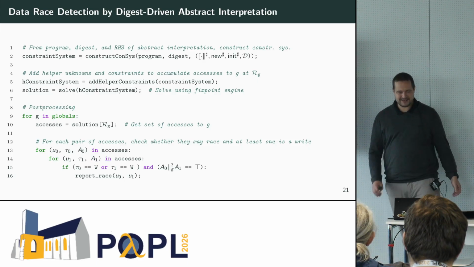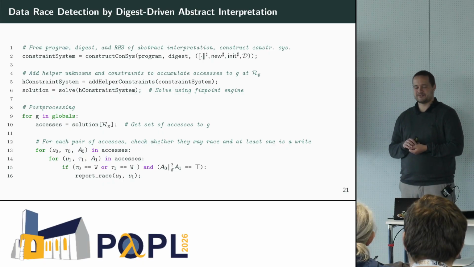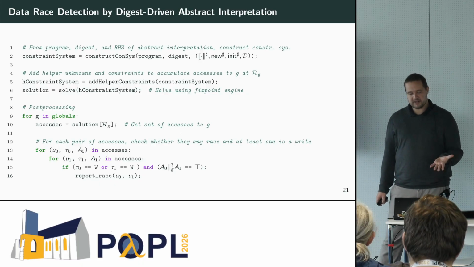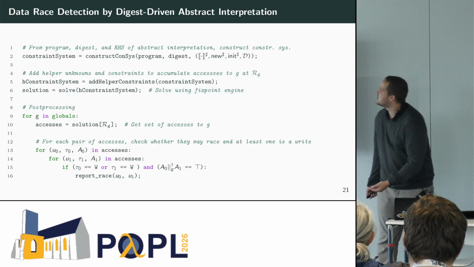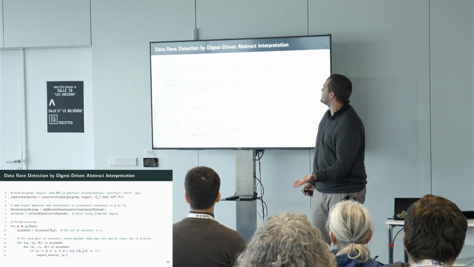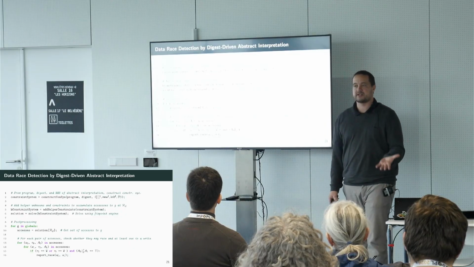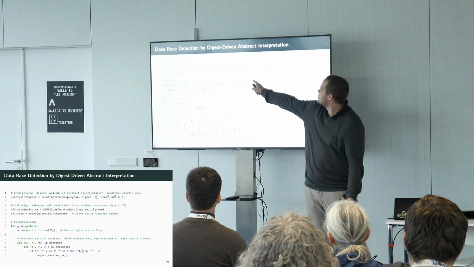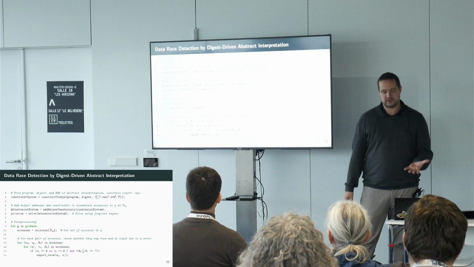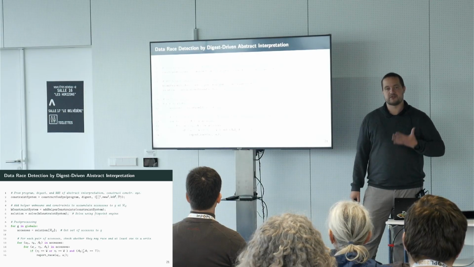Okay, so then let's maybe show what our data race detection algorithm in Goblint actually does. So this here is our typical starting step of an abstract interpretation. We construct our constraint system. We do this by supplying the program, the digest, and then your transfer function of usual abstract interpretation. This gives you a constraint system.